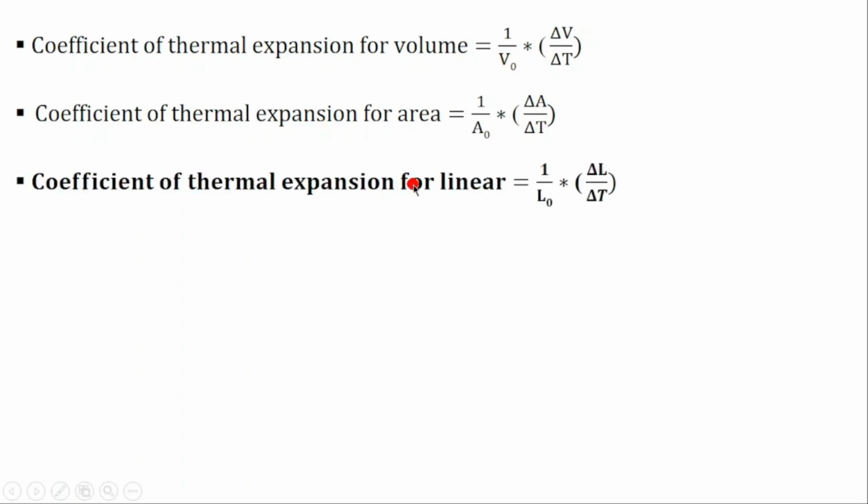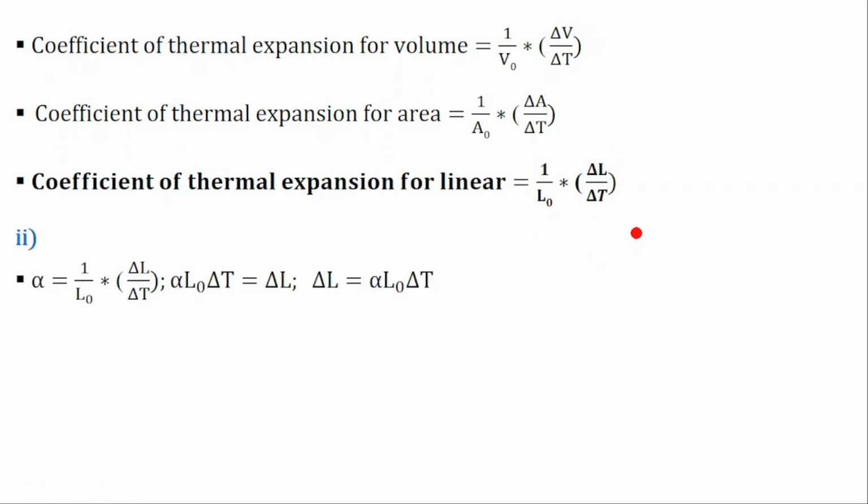For the linear case, it is equal to 1 over the initial length times delta L, the change in length, divided by the change in temperature. This is the formula that we will use because we need to determine the final length after an increase in temperature. If we represent the coefficient of thermal expansion for linear as alpha, it will be equal to 1 over the initial length times the change in the length over dT.